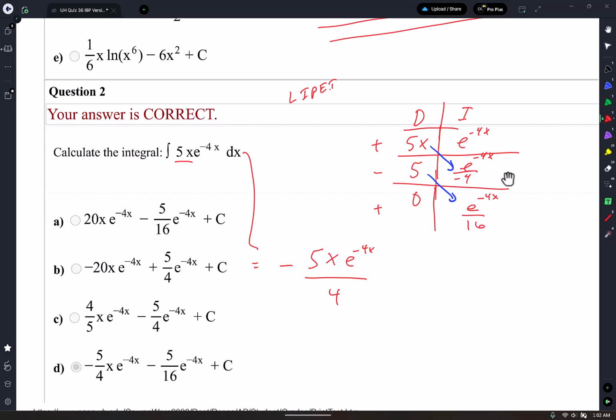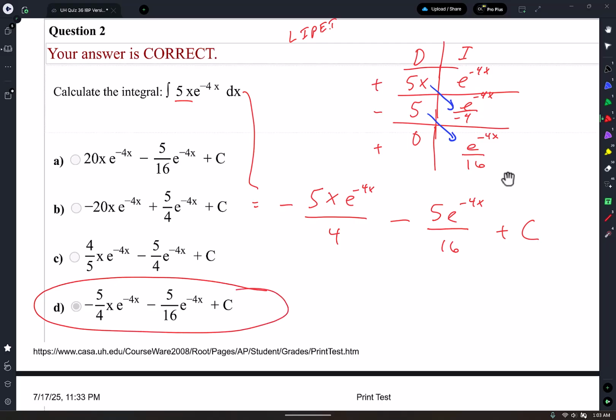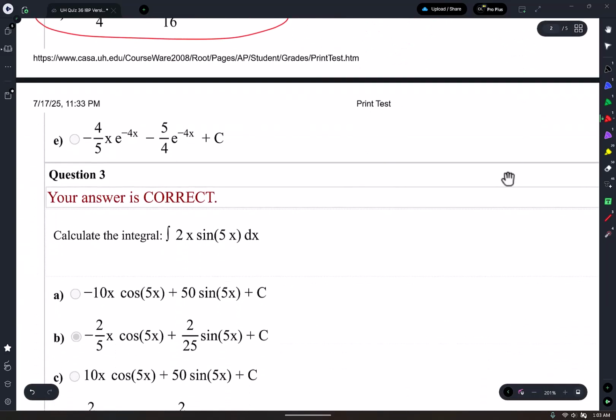And then I go to the next one. I have a minus, and then minus, and this is going to be 5e to the negative 4x over 16 plus c. I don't see any issues, and we look for that, and here we go. All right, and so far so good.